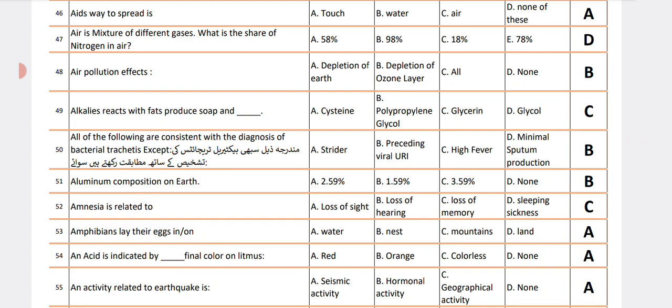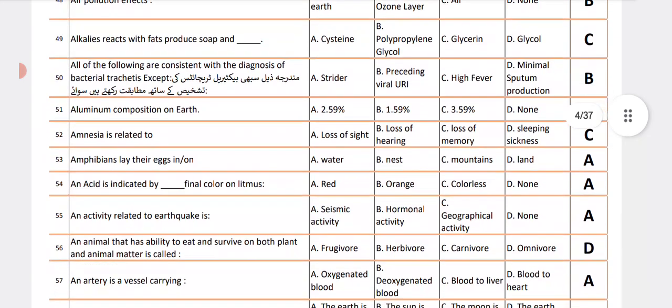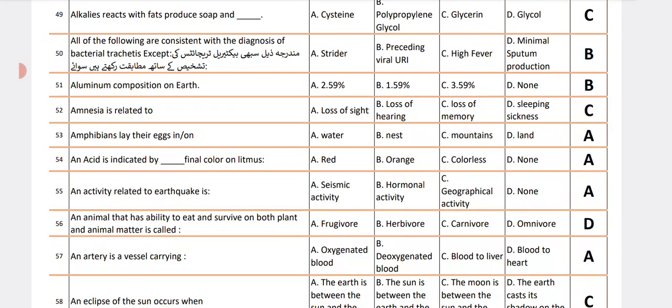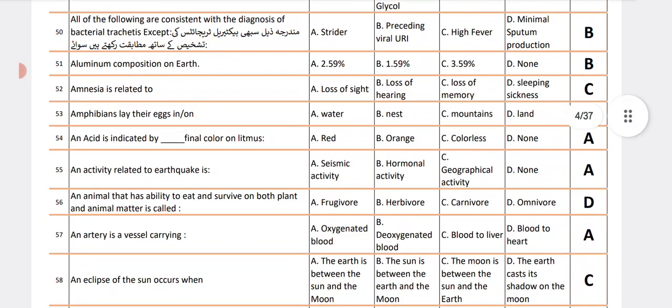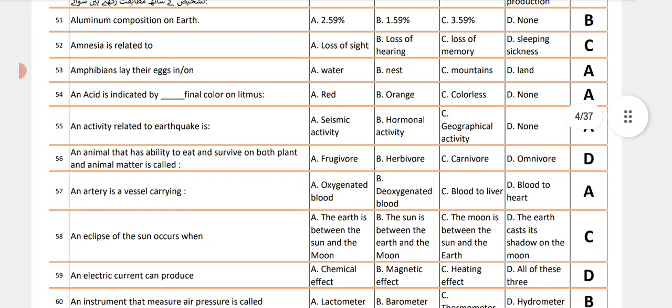Alkalis react with fats to produce soap and glycerine. All of the following are consistent with the diagnosis of bacterial otitis except preceding viral URI. Aluminium composition on earth is 1.59%. Amnesia is related to loss of memory. Amphibians lay their eggs in water.